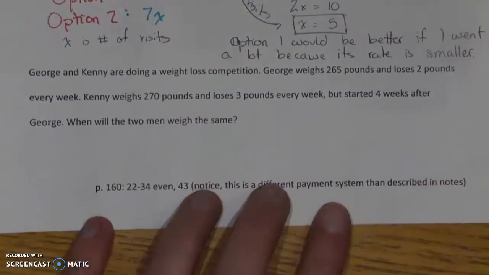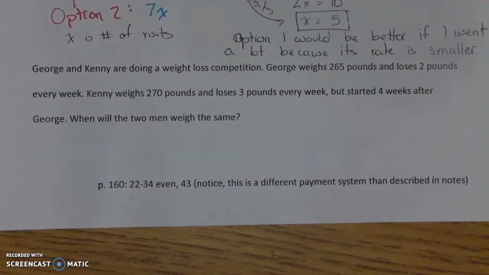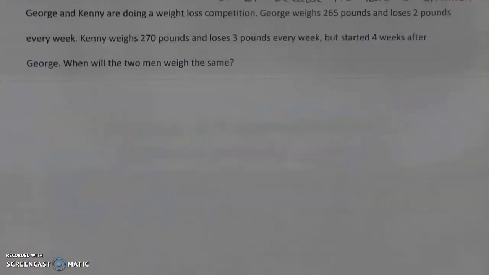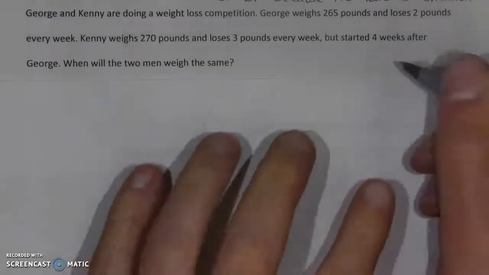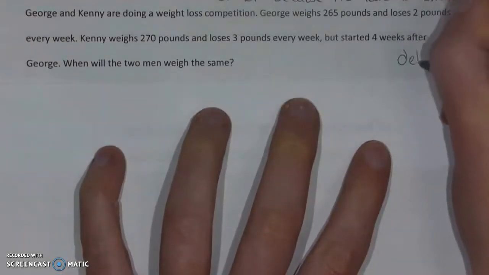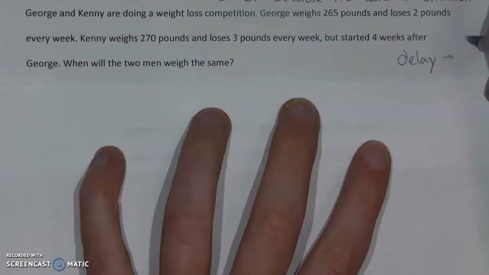Let's check our final problem then, and this one's going to have another special situation. The special situation that we're going to look at here are delays. What do you do when you know there's going to be a delay or a difference between the X values, or the number of days passed or the number of weeks passed that we had before? So when you face a delay, what you're going to look at is putting this into your equation, X minus whatever that delay is.